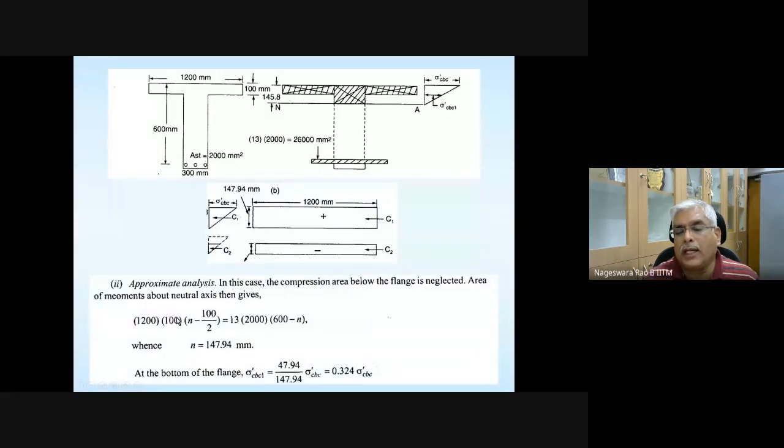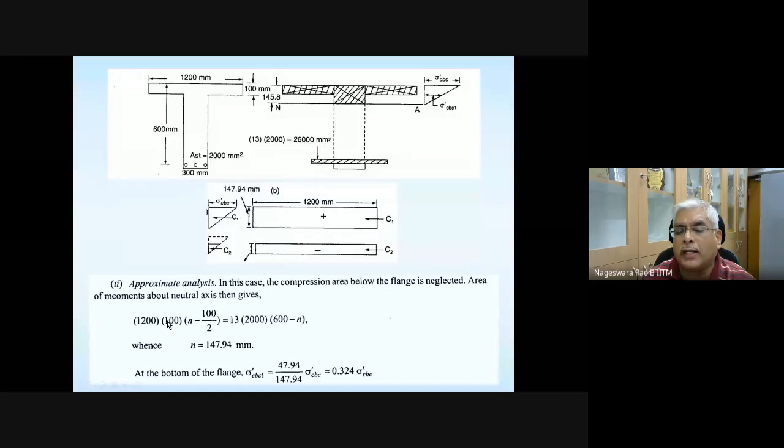Okay, is it clear? Neutral axis depth is calculated assuming the neutral axis to be at this junction, ignoring the contribution of this small rectangular portion in the web. Or you do one thing, please take a note of this equation quickly.